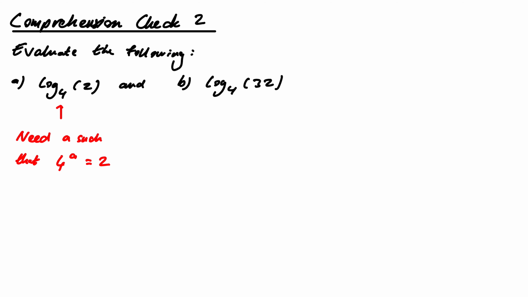What do I know? Well, 4 to the a is 2. 4 is bigger than 2, so it couldn't be 1, 2, 3, anything like that. It's going to have to be less than 1. I know the square root of 4 is equal to 2, right? The positive square root of 4 is equal to 2. So 4 to the power of half is equal to 2.